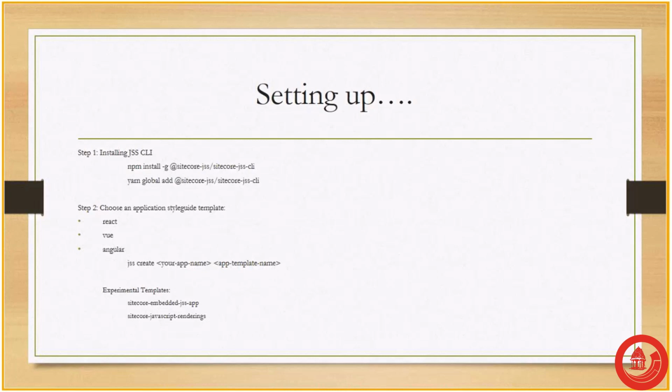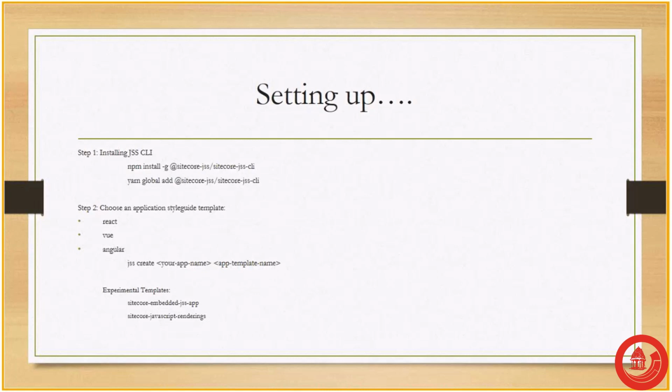The command for creating this application is jss create, and provide your application name and the template name. Your application name should be in lowercase. It can have hyphen or underscore, but it cannot have any uppercase letter and it cannot have any special characters in it. So this is the condition for the application name. The app template will be the style guide template. Whichever we want to use, we can use either React, Vue or Angular based on your expertise in the corresponding language.